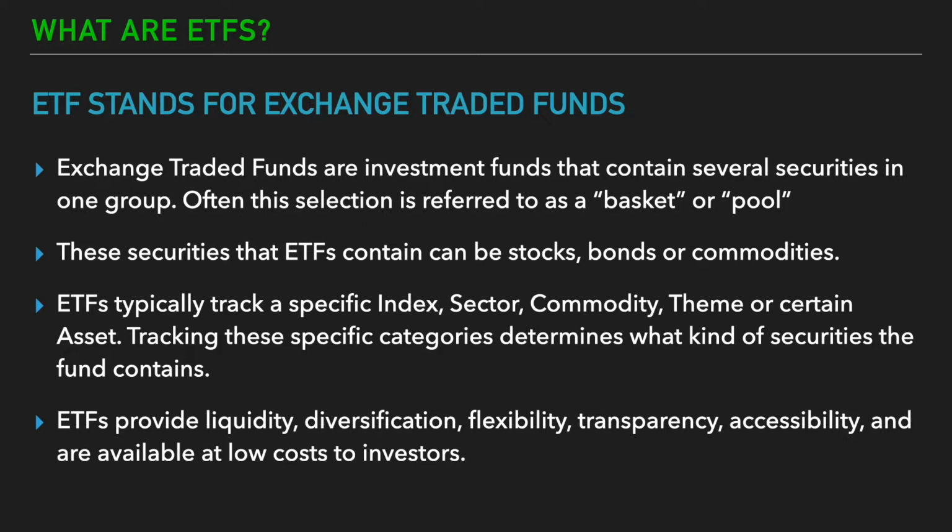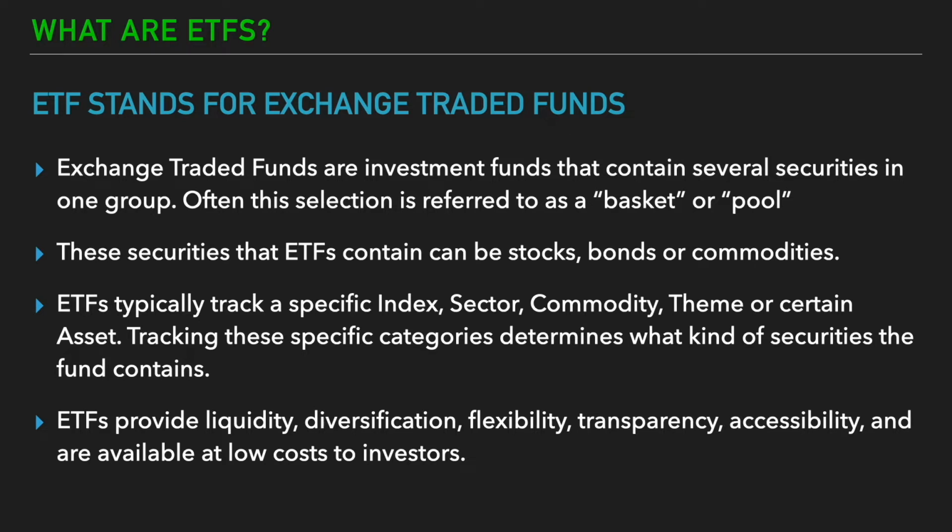And ETFs provide liquidity, diversification, flexibility, transparency, accessibility, and are available at low cost to investors. These are some of the main reasons why investors choose ETFs. Because of liquidity, you can get in and out of them quickly. They're on an exchange, and I'll talk more about that later. And with diversification, investing in an ETF can provide a lot of exposure to various different stocks without having to actually invest in that specific stock. You'll be investing in an ETF which will hold those various different stocks, so you can go along with them without that risk right there.